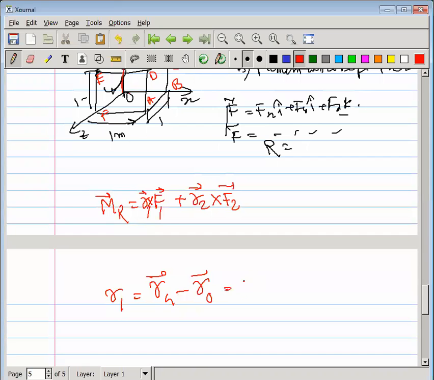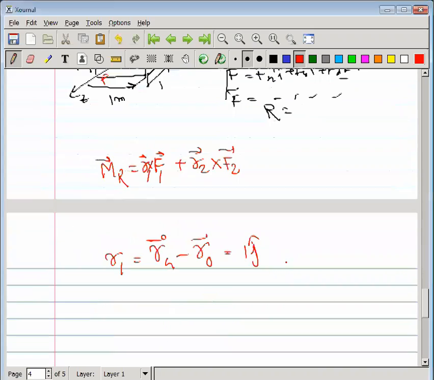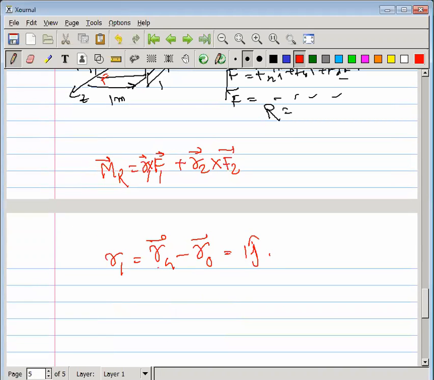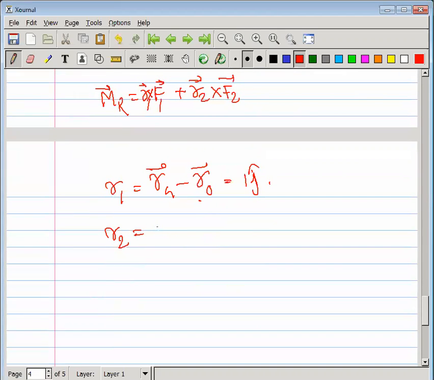Now see, R of G is what? R of G is 1 into j, right? This vector is only along the y axis, not along the z axis, and there is no magnitude along the x axis. So R1 is only 1j, and R0 is 0. Similarly R2, this one is only along z, so 1k only.